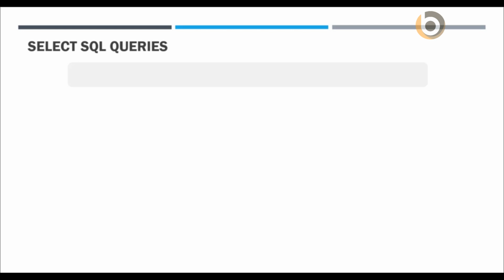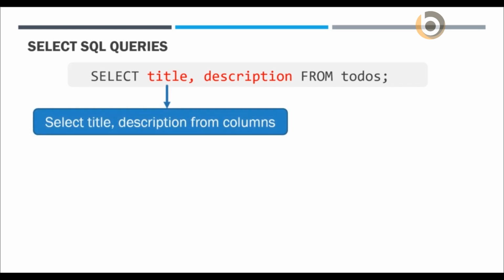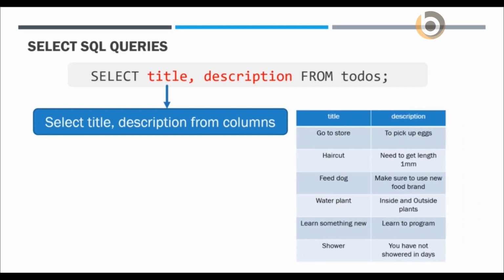Let's go ahead and modify our SQL command a little bit. Now let's type select title, comma, description from to-dos. This will properly select all titles and descriptions from our table, which will give us the titles and descriptions that we are seeking. And there it is, great job. We get the title and description from our to-dos table.